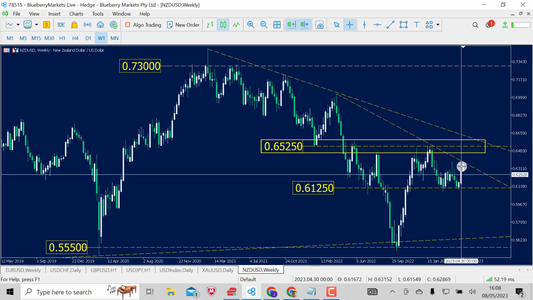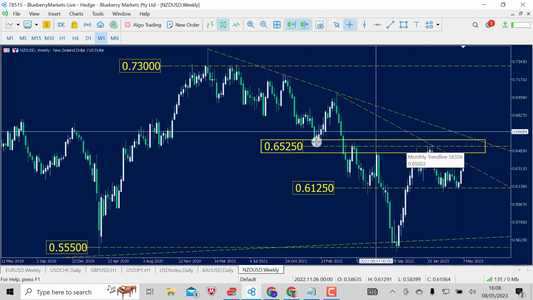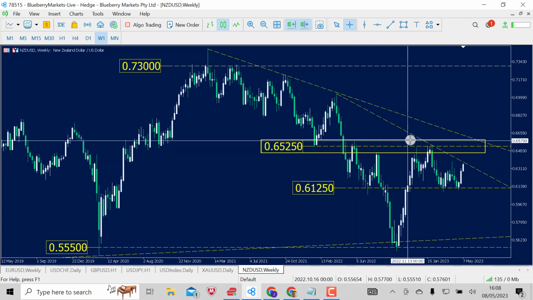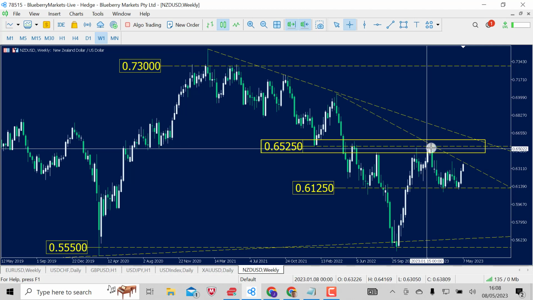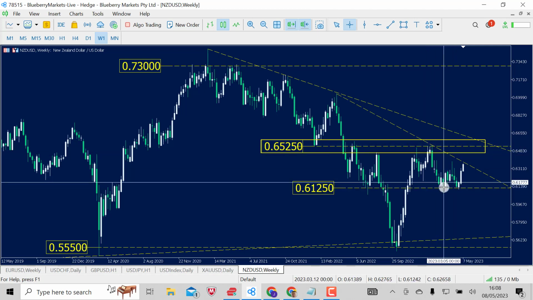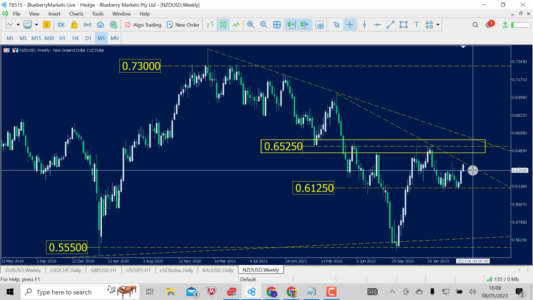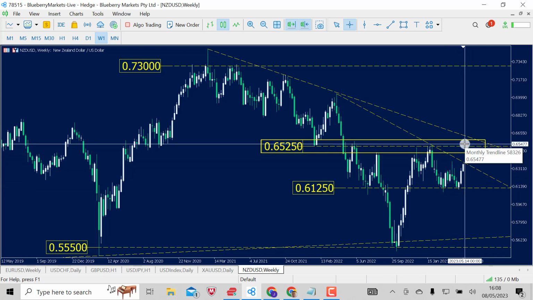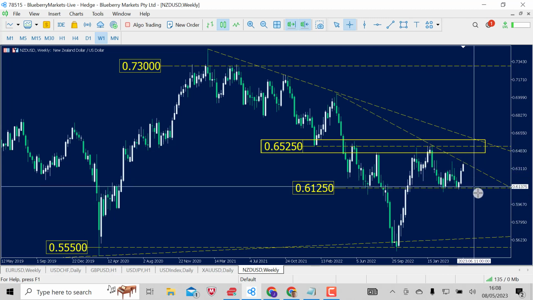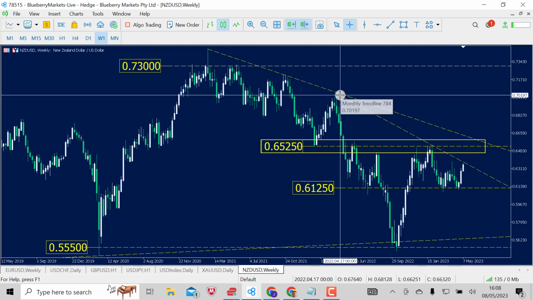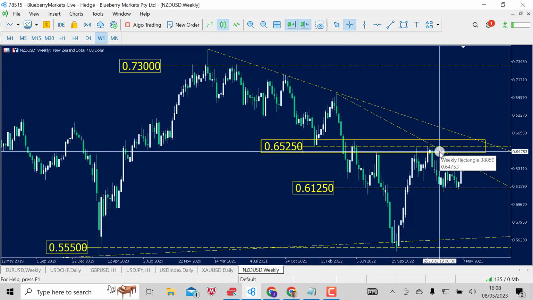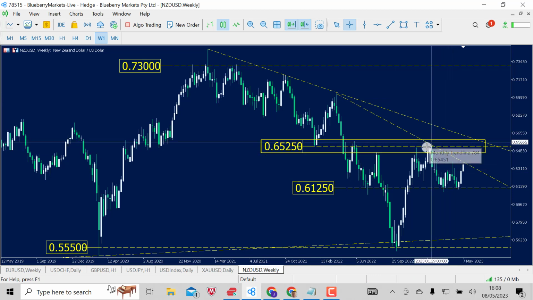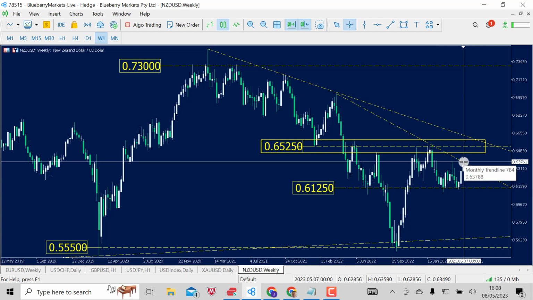0.6125 handle, and we've rallied since, and you can see that the price is capped between a couple of different levels. We've got the highs up at the 0.6525 and that 0.6125 handle, where we could see price trade between those two levels. We do have trend line resistance running through here as well, where we had a resistance level, and we are approaching that resistance once again in and around this 0.64 handle.